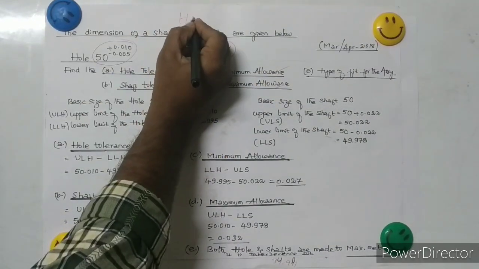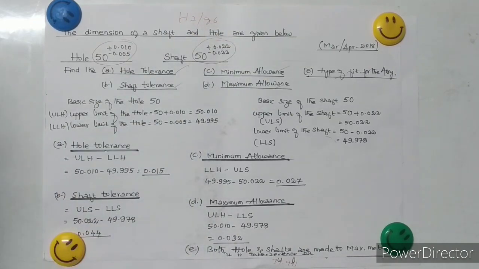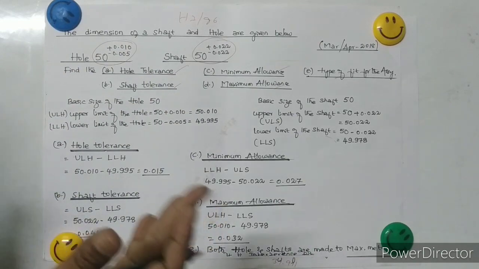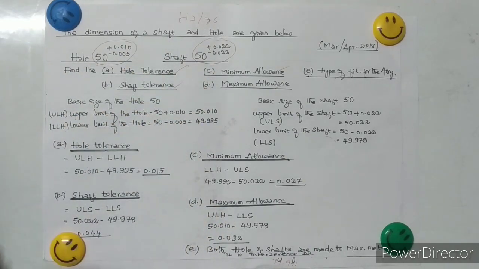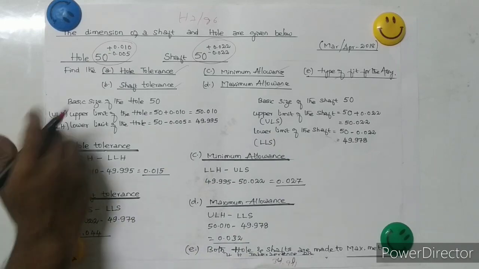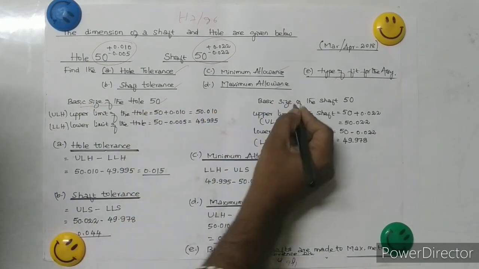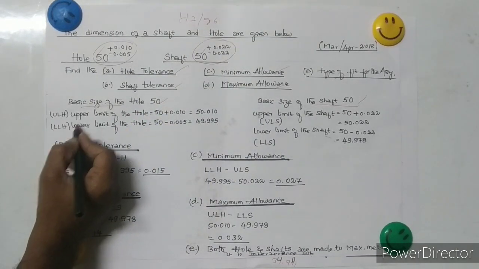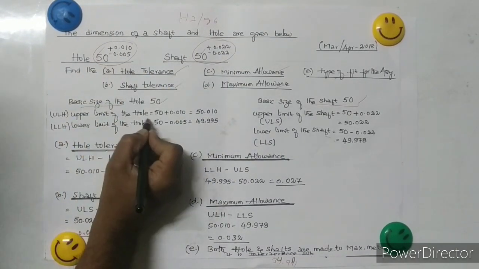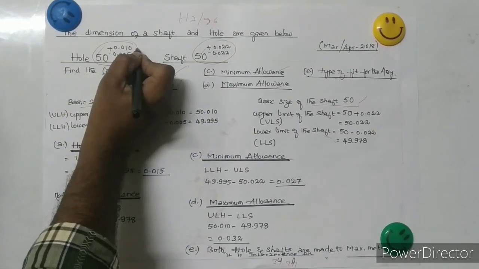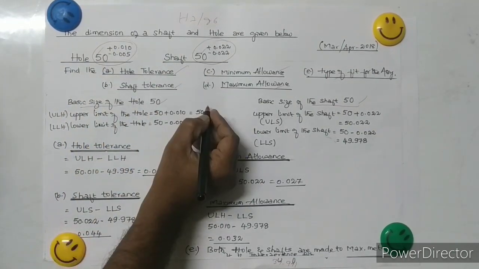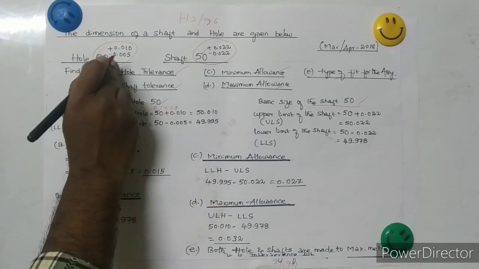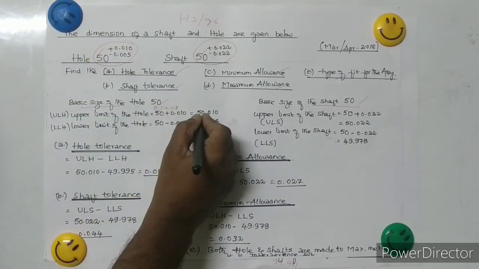If it is H7G6, you are going to tell it is a clearance fit. So here you need not see the table and all, it is readily available. Based on our basics, we can decide. So now the basic size of the hole is 50. The basic size of the shaft is 50. Now the upper limit of the hole is what? The upper limit of the hole is 50 plus upper deviation, that is 0.010. Basic size plus upper deviation is 50 plus 0.010, that is 50.010.